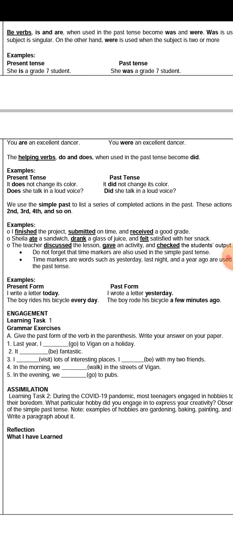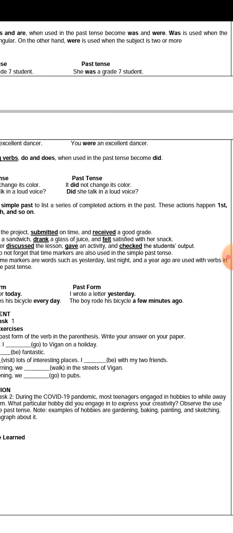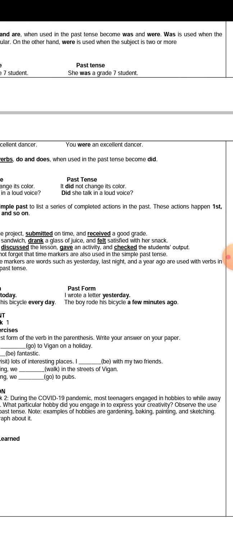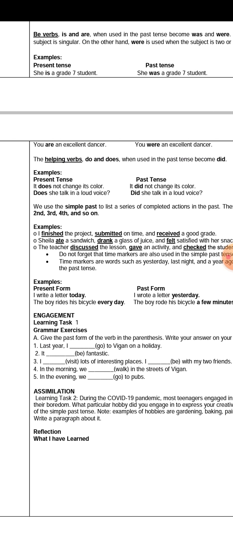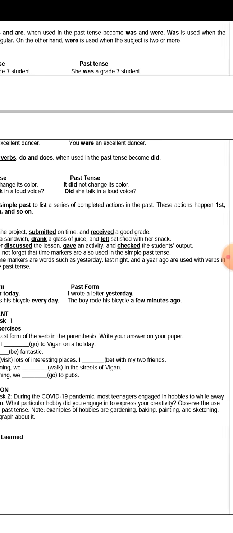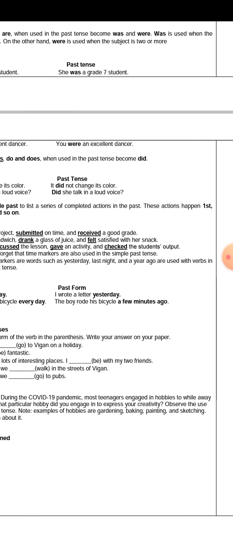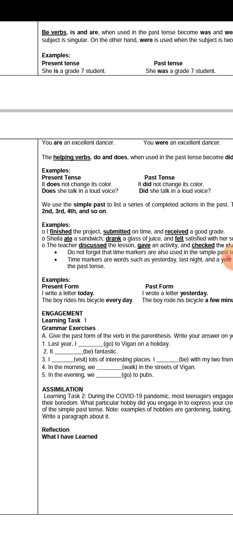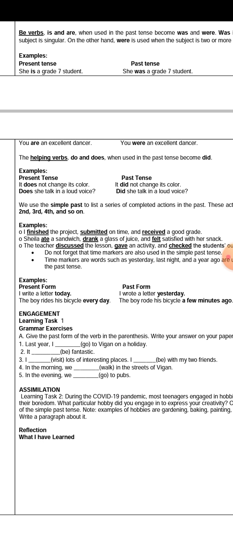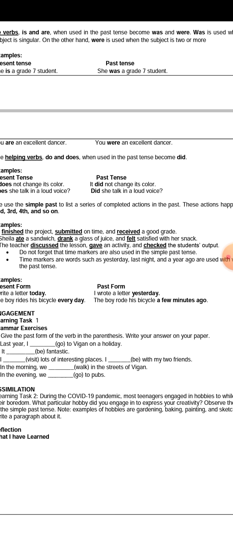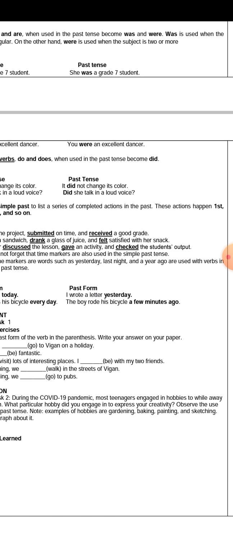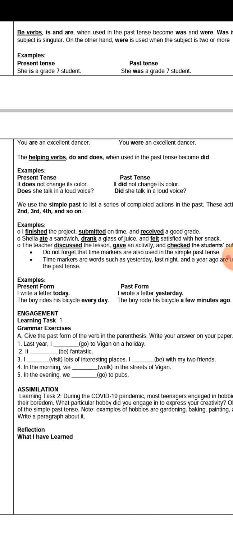Okay, assimilation, learning task 2. During the COVID-19 pandemic, most teenagers engaged in hobbies to while away their boredom. What particular hobby did you engage in to express your creativity? Observe the use of the simple past tense. Note, examples of hobbies are gardening, baking, painting, and sketching. Write a paragraph about it. Ano sabihin ng assimilation? Ngayong pandemic daw, syempre, yung teenager ay na-engage tayo sa mga hobby kasi nga quarantine, lockdown, ganun. So, lumabas yung mga ginagawa natin.